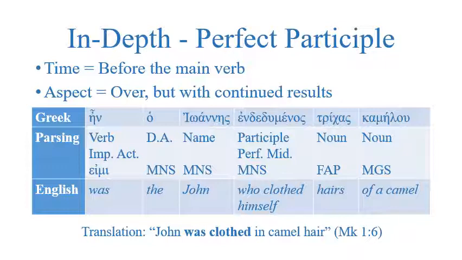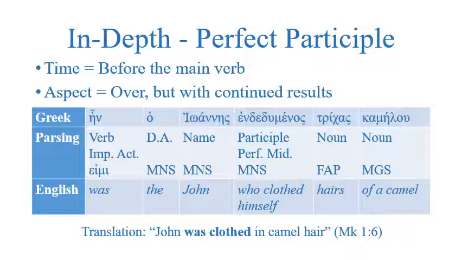endedoumenos. This is perfect, middle, and masculine nominative singular. This is another good example of the middle. It means to clothe oneself. And for the Greeks, a good middle thought is when you do an action to yourself. Finally, we have trikos, which is a noun, feminine accusative plural. This is the direct object of the participle. And kamelu, which is another noun, masculine genitive singular, and it means camel.